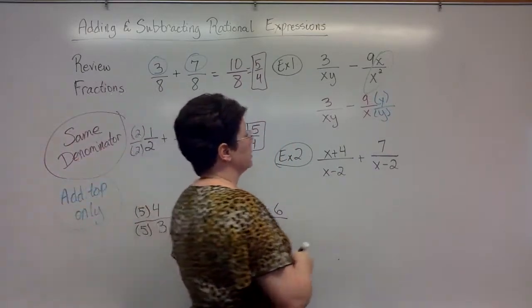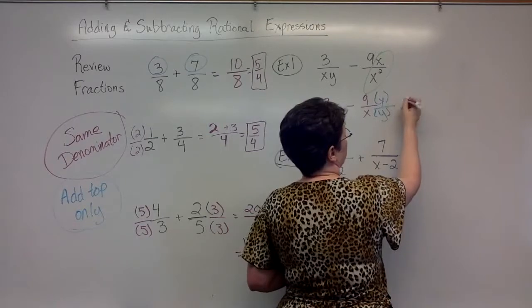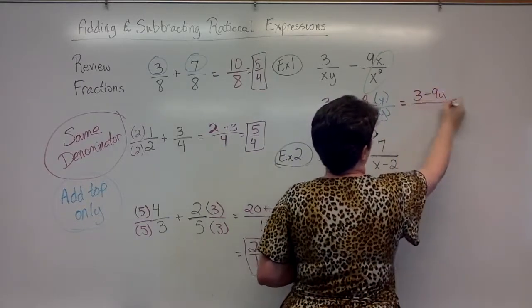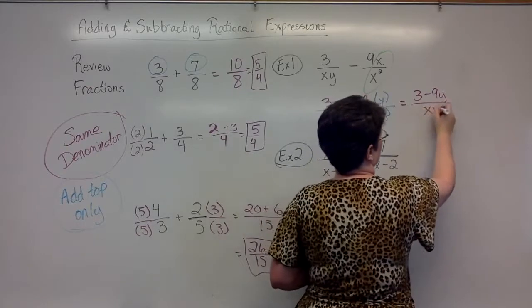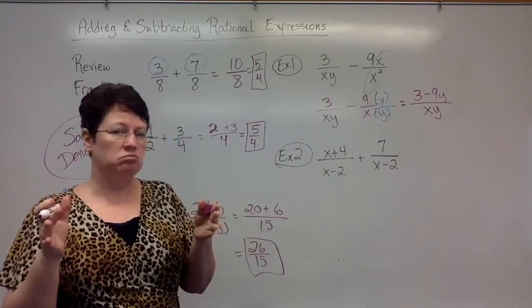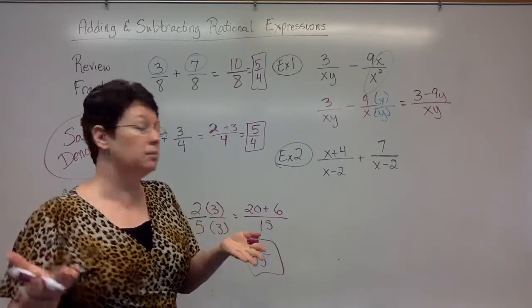Okay? So let's do that. So I still have my 3. And my 3 is minus 9 times y, and that's all over xy. Now, do I have any like terms I can combine? No. No like terms I can combine.